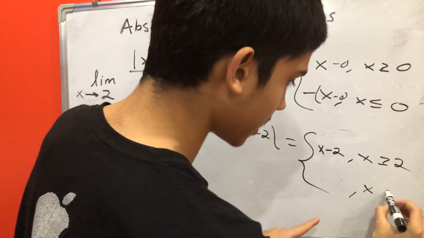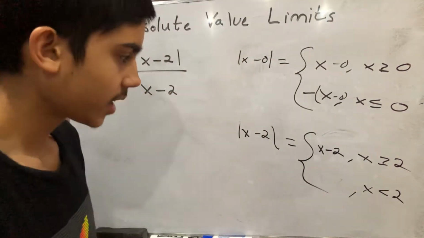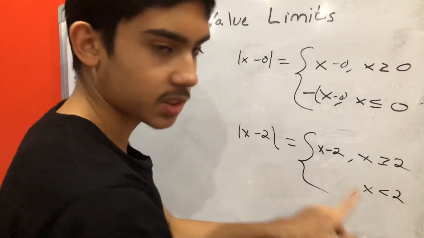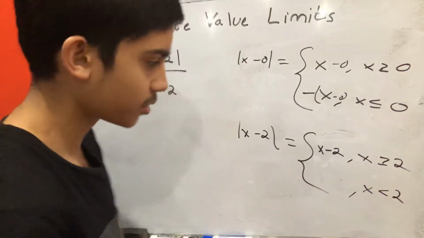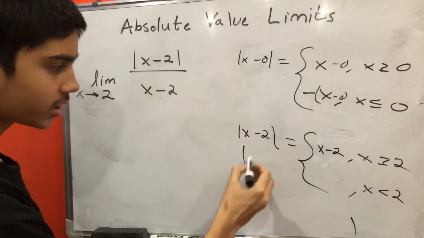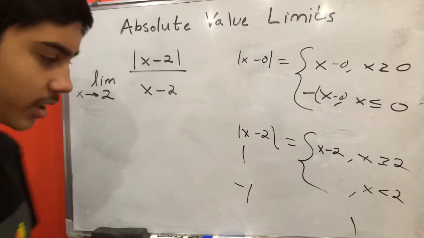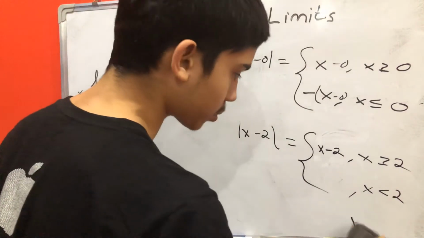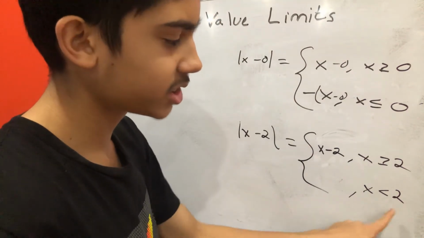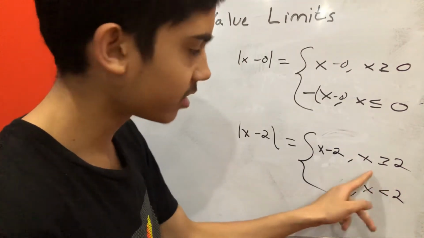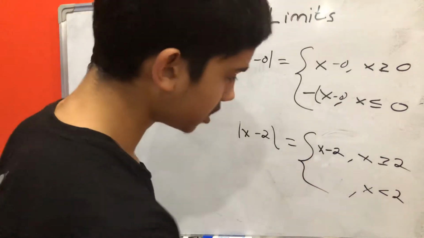If x happens to be less than 2, right, what's the highest number that's less than 2? 1. If we plug in 1 here, what do we get? We're supposed to get -1, right? So that's why it has to be exactly greater than or equal to 2. If it's 2, then it just becomes 0.